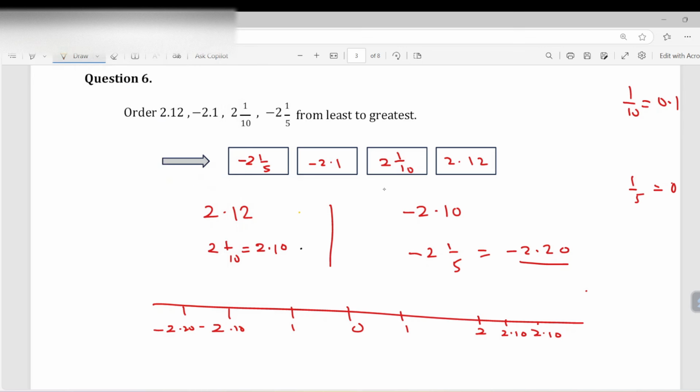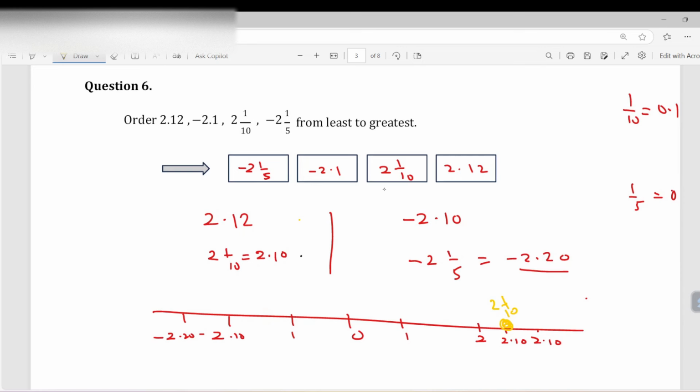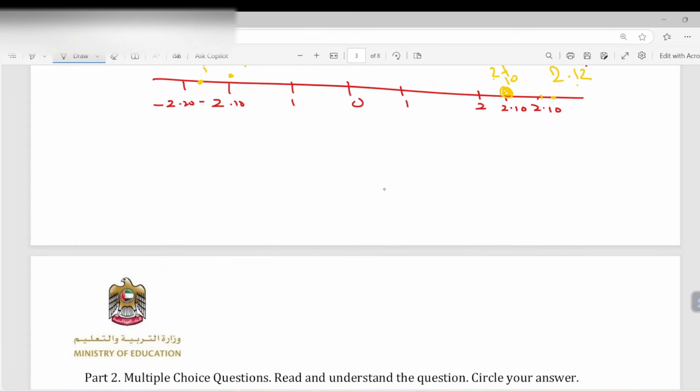Now you have to take the numbers. So what is that? 2.10 is here, this is 2 integer 1/10. This is 2.1. Here is minus 2.10. It is here. What about this? This is somewhere here. So this is small, bigger, bigger, biggest. That's where you can go.